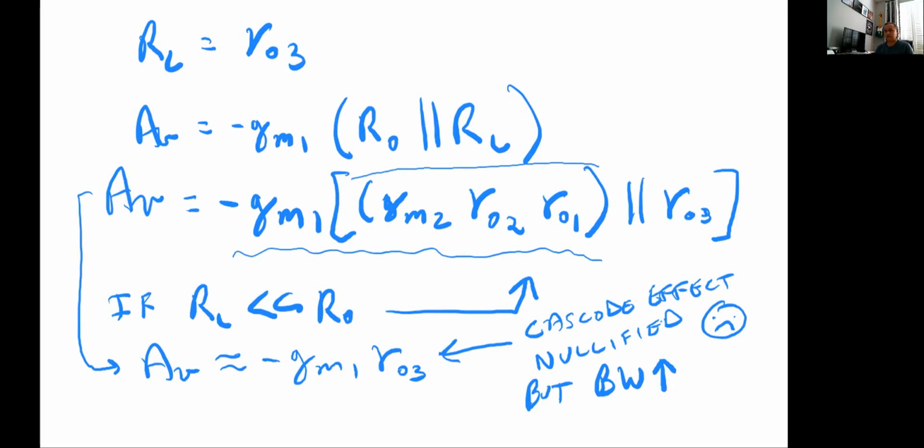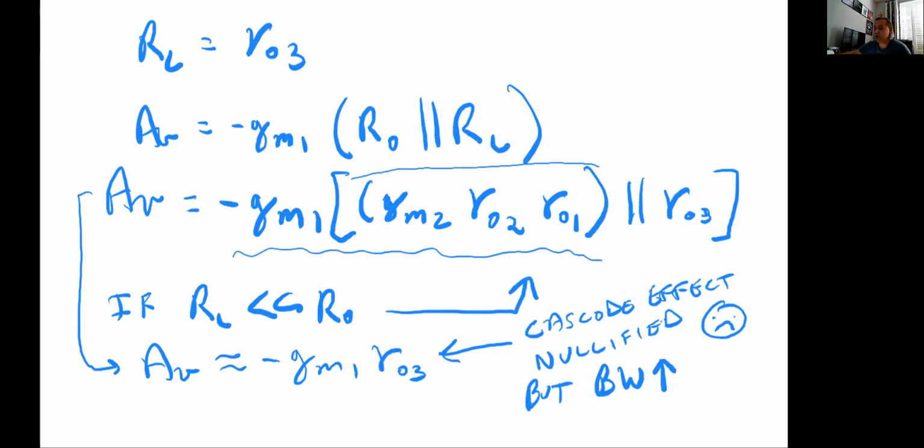But we don't have to settle for this. Because the same way that we use the Cascode effect to increase that gain, we actually can apply cascoding to the PMOS load so that it doesn't nullify the Cascode gain. So we can explore that at least.